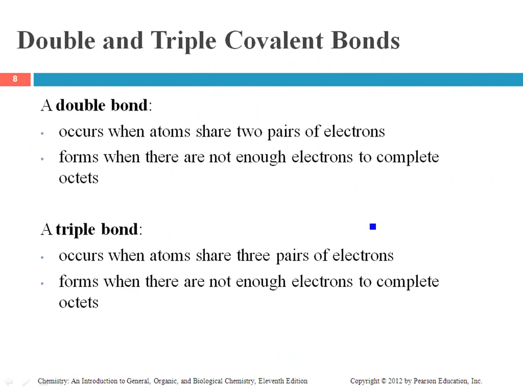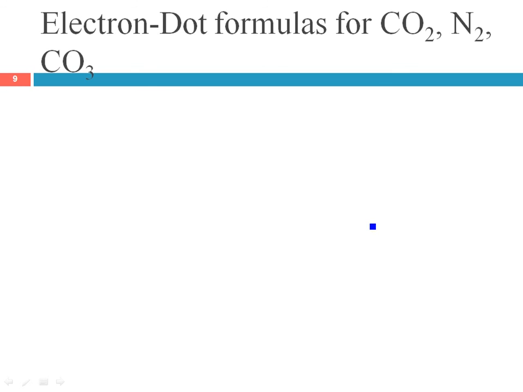8. Okay, we're going to have situations where we have double bonds and we have triple bonds. A double bond is when atoms share 2 pairs of electrons, and this happens when there's not enough electrons to complete the octet. And we'll show that here in a minute. But a triple bond is when you have 3 bonds to an atom, and so the same reason applies there. So we're going to look at how we can draw these.